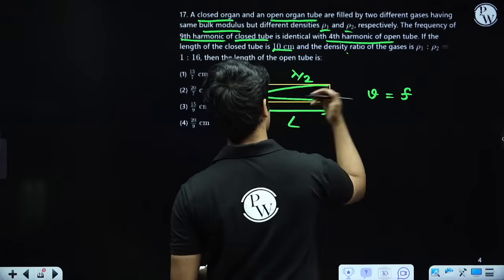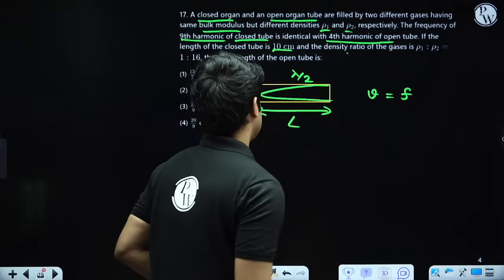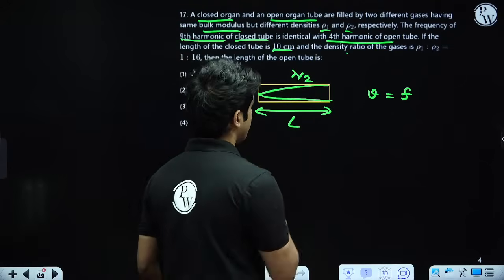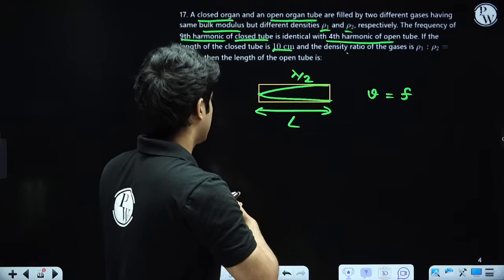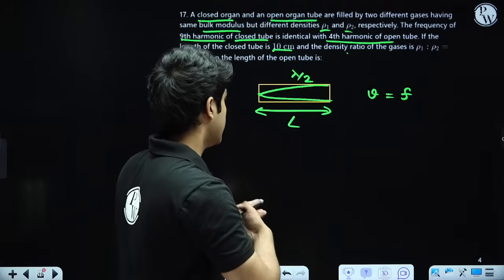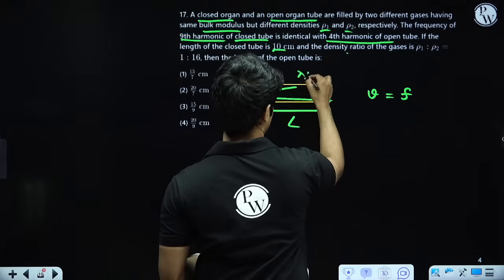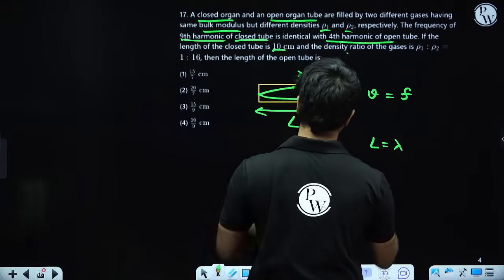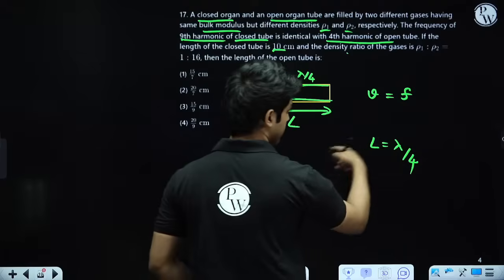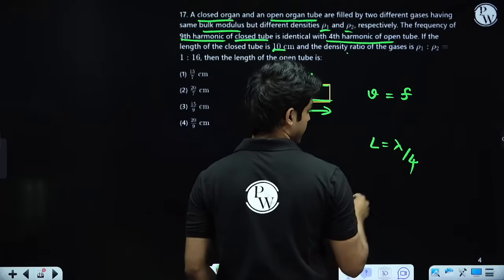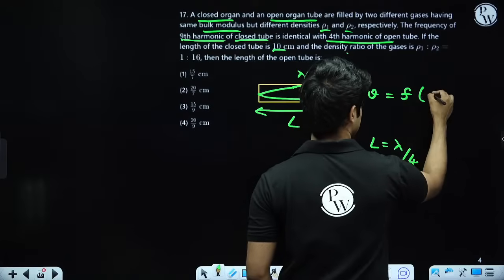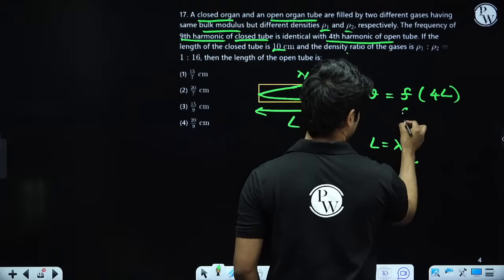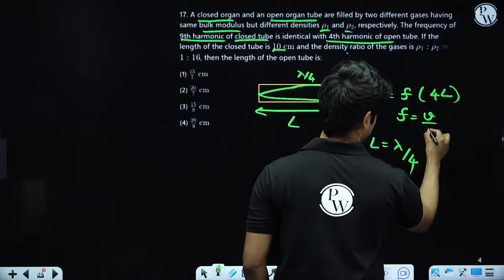No, actually this will be lambda by, yeah, this will be lambda by 4, I guess. Yeah, this will be lambda by 4, my bad. This will be lambda by 4. So length of the tube is lambda by 4. Okay, so lambda will be 4L. So speed of disturbance equals frequency times the wavelength. So this will become 4L. And from here the fundamental frequency turns out to be V divided by 4L.